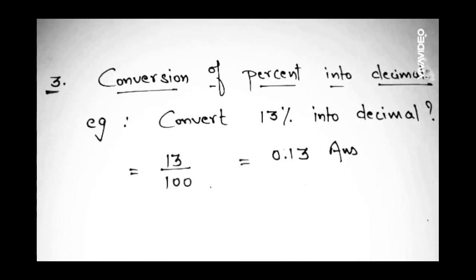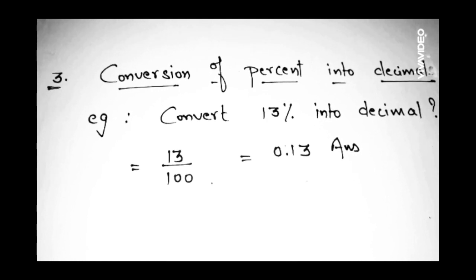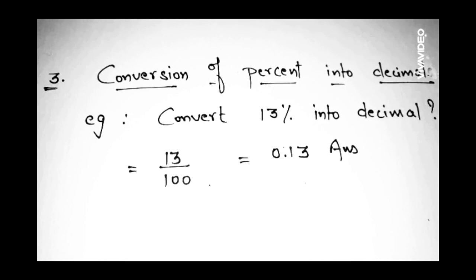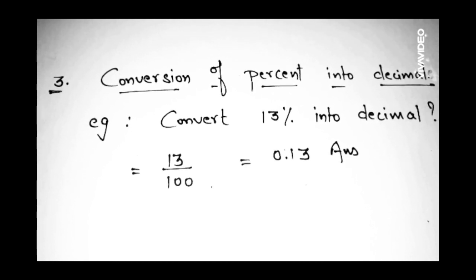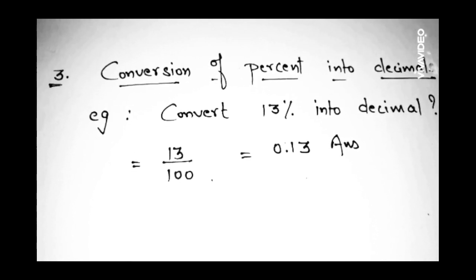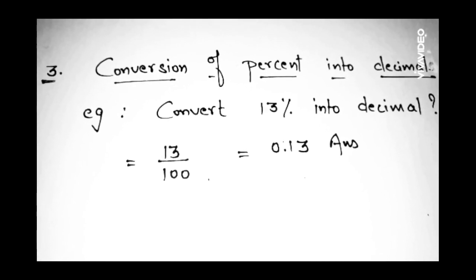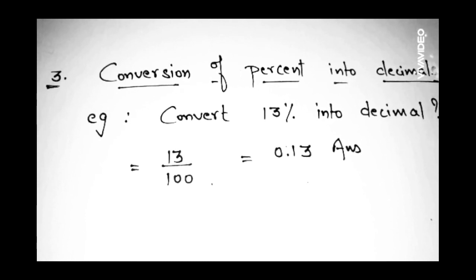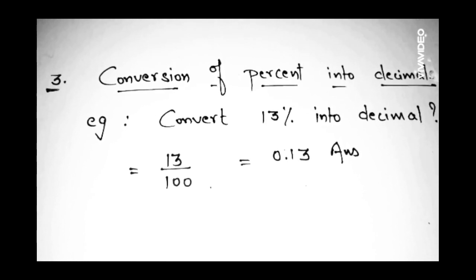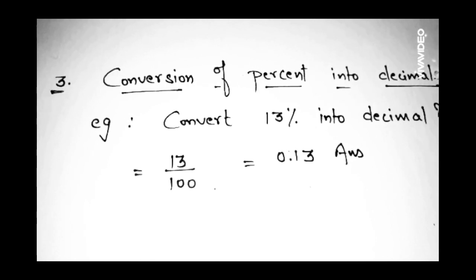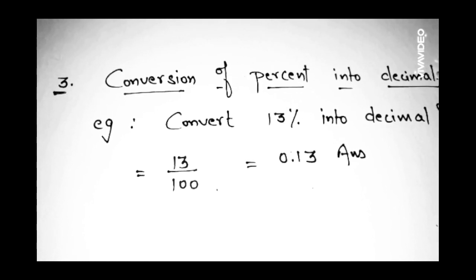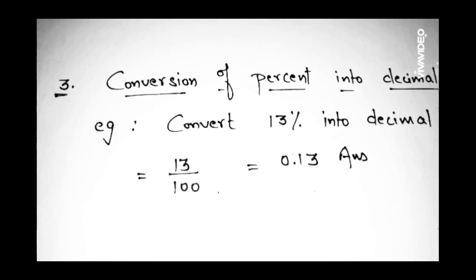Now we convert percent into decimal. How do we convert percent into decimal? Let's see the example. Convert 13% into decimal. We all know the property of decimal. We had discussed that when we are converting percent into anything, we have to divide the given percent by 100. So in this case, 13 divided by 100, and the result will be 0.13.